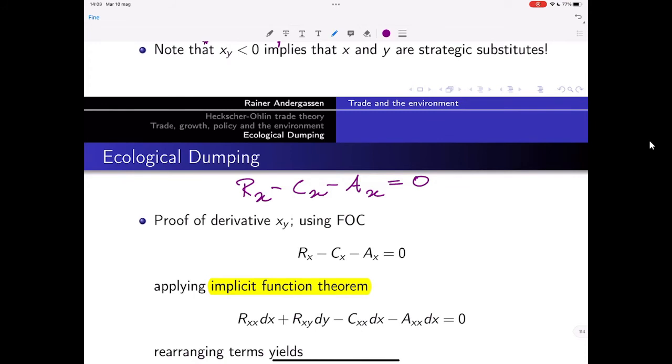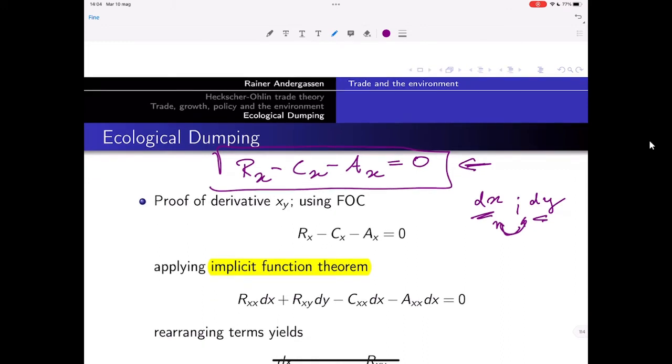What is the total differential? I have to see how this relationship changes if I have a change in x and if I have a change in y. Then, given that I know how this relationship behaves as I change x and y, I can establish the relationship between the two. This is, very loosely speaking, the implicit function theorem.